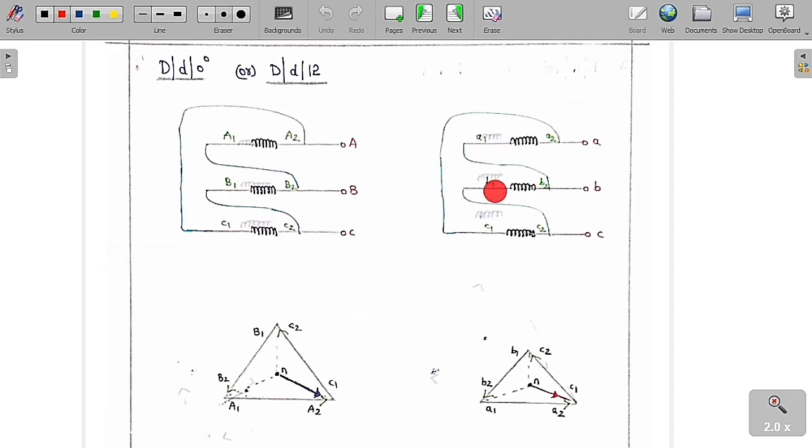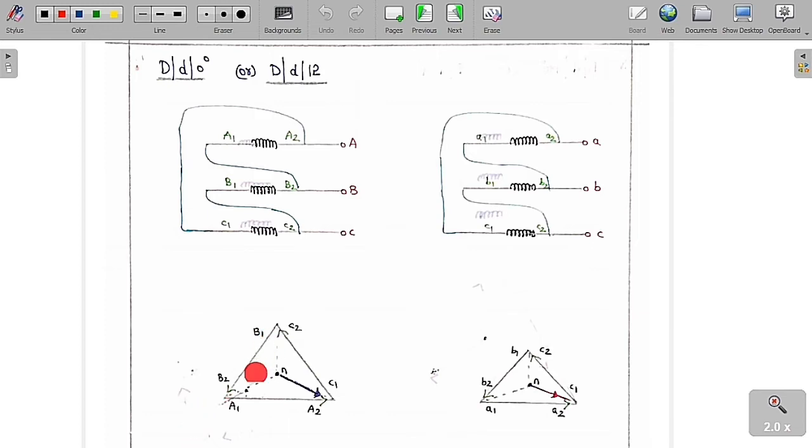Similarly A1, A2, B1, B2, C1, C2. A1 is connected to B2, B1 is connected to C2 and C1 is connected to A2. This point I am going to take as A, B and C. So now we will draw the phasor diagram to see each and every thing. As I have already told you, here A1, A2, so this is A1, A2. And what is B1, B2? So B1, B2, I have moved it upward.